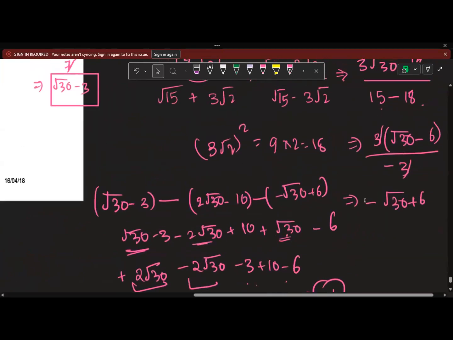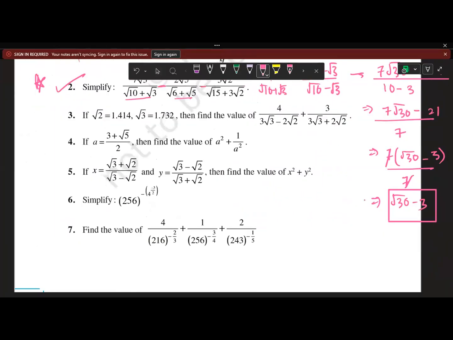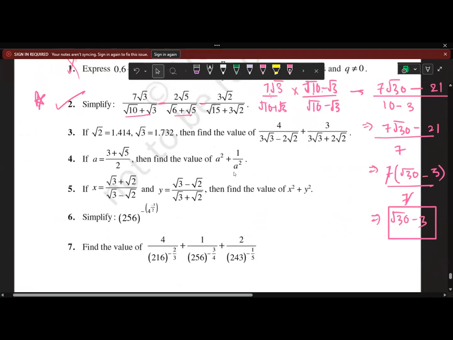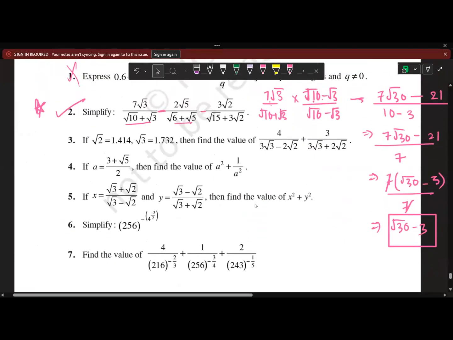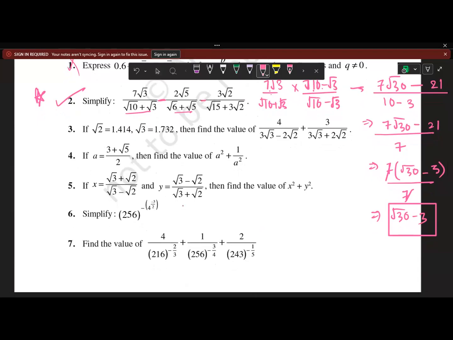Okay, ma'am. So now children, see, this was an important question. This can even come for like a 5 marker or 4 marker question. Why? Because it's lengthy as well as important. It covers a lot of concepts. It covers identity, then it covers rationalization, then it covers simplification. So now children, you will try to do question number. All of these are important, but right now let's do third and fourth one.